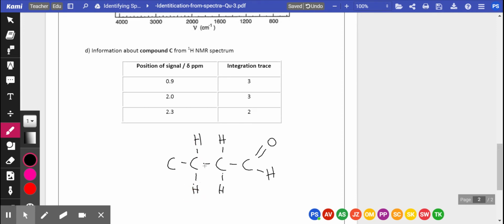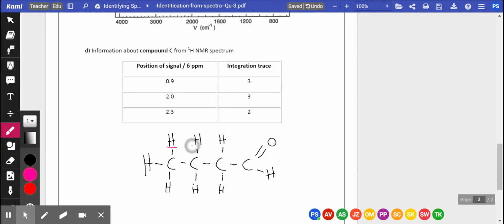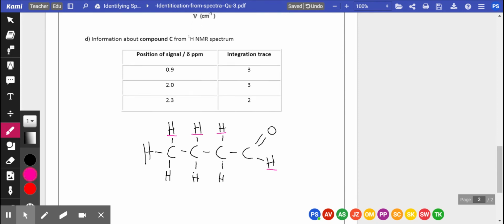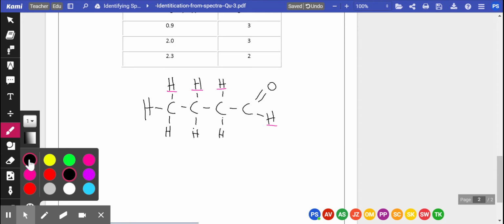Because if you notice, there are 4 different types of hydrogen environments, and therefore we should have 4 peaks in the NMR. So what are the 4 environments? We've got 1, 2, 3, and 4. We don't see 4 peaks, so it's not an aldehyde. That leaves us with the only other possible option, which is that our compound is in fact a ketone.